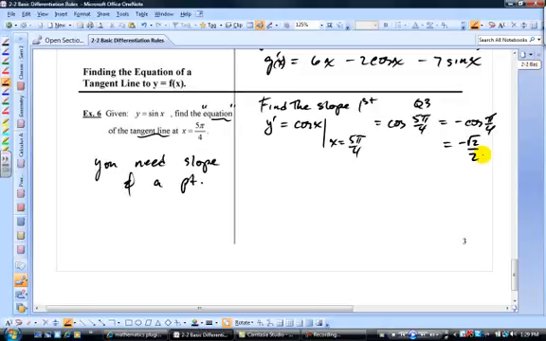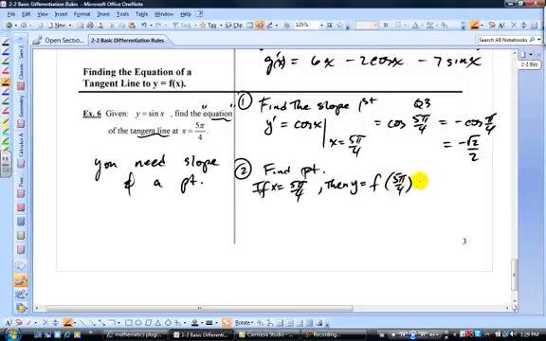Okay, and then what you do is you find the point. So second, you find the point of tangency. So when x is 5 pi fourths, then y equals f of 5 pi fourths, which is sine 5 pi fourths, and that's negative because you're in quadrant 3. Sine's negative there, and so you're going to get negative root 2 over 2 again.